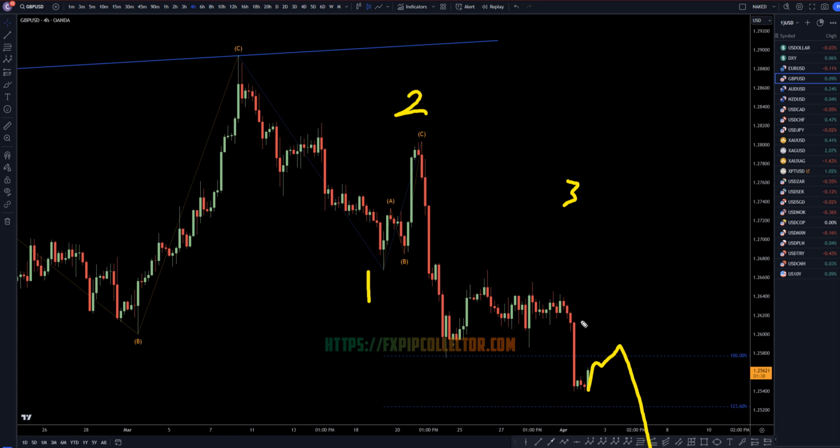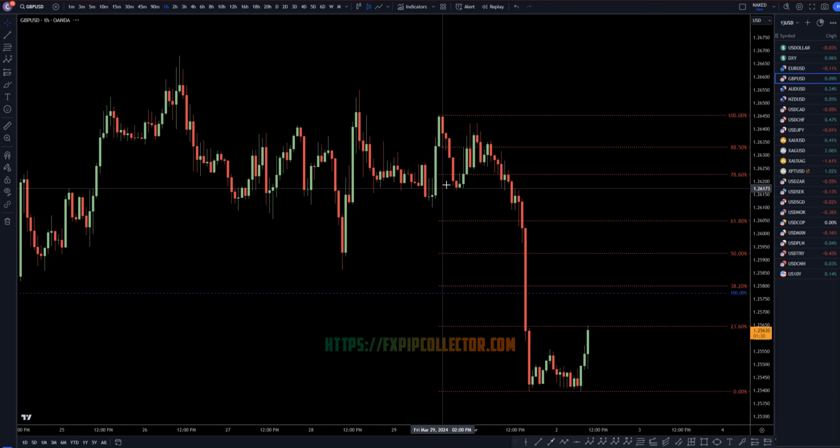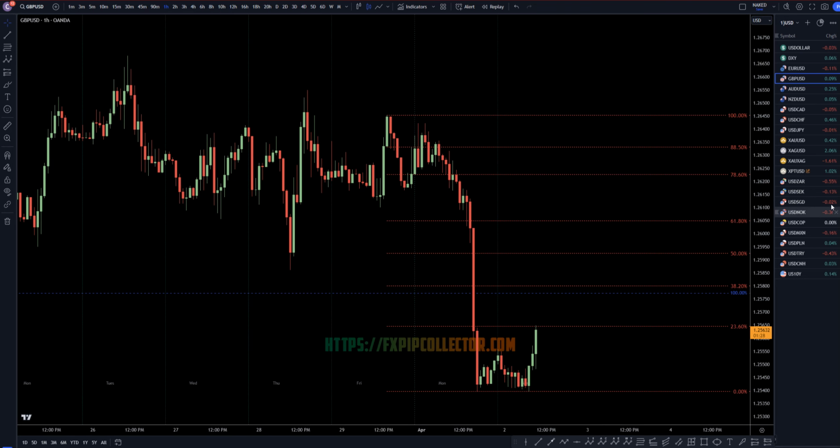Either way, unless this thing actually goes up and starts breaking structure to the upside, I personally am definitely looking for shorts on shorter time frames. So taking it down to the 1-hour time frame, which is where I got my Fibonacci retracement, we actually have almost a perfect 1, 2, 3, 4, 5 right here.